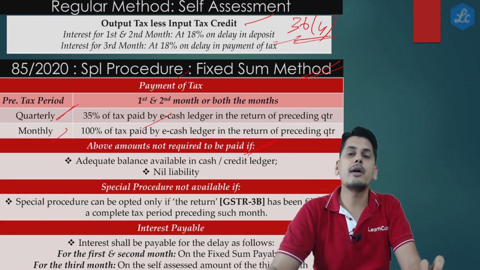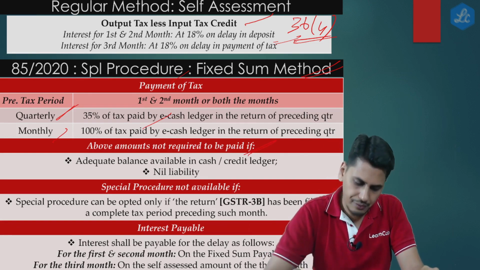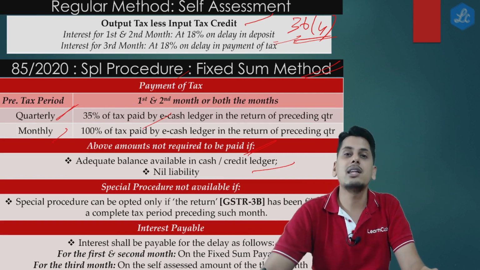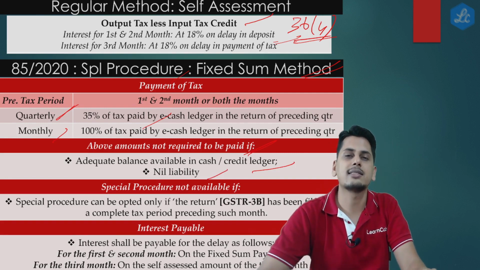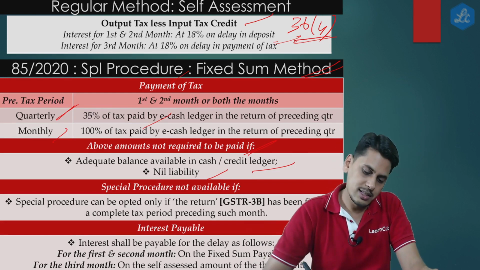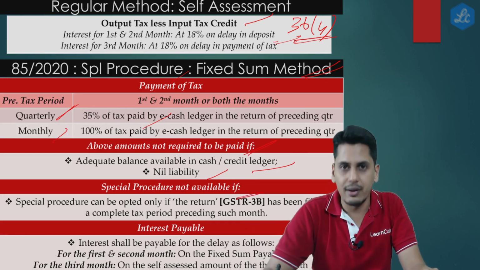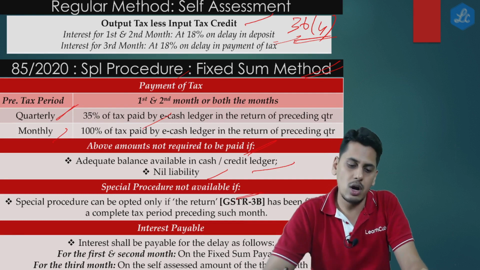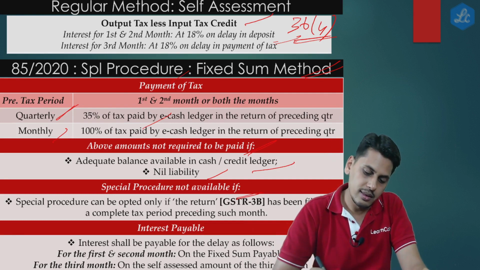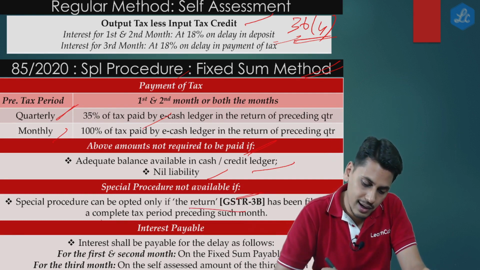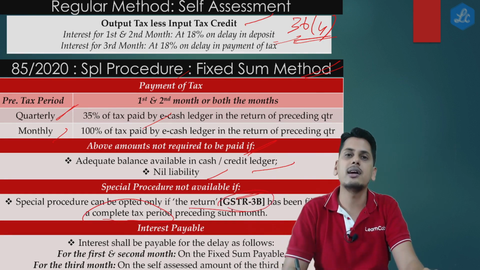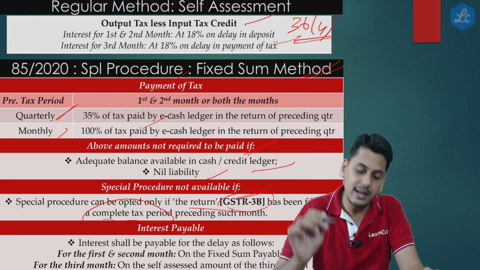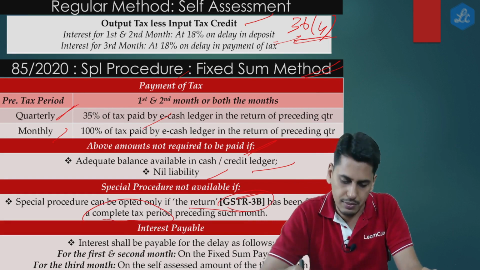Above amounts are not required to be paid if adequate balance is available in the cash or in credit ledger, or if there is a nil tax liability. Special procedure will not be available. This fixed sum method will not be available if the return has been filed for a complete tax period. Which return? GSTR 3B return has been filed for a complete tax period preceding such month.